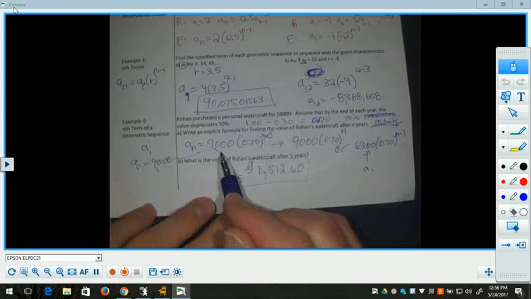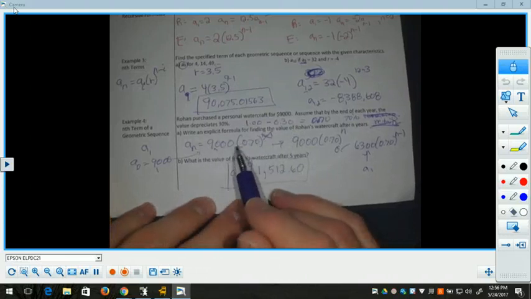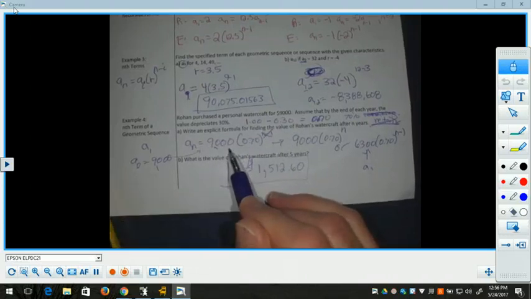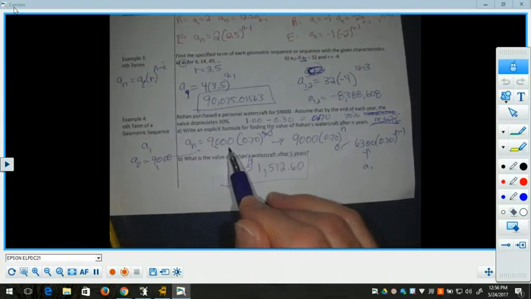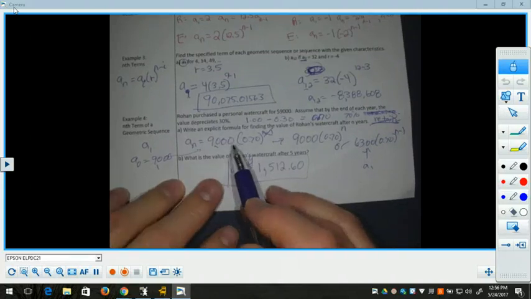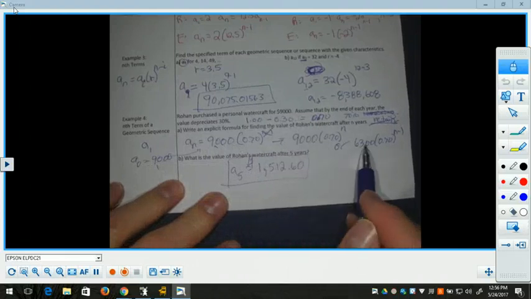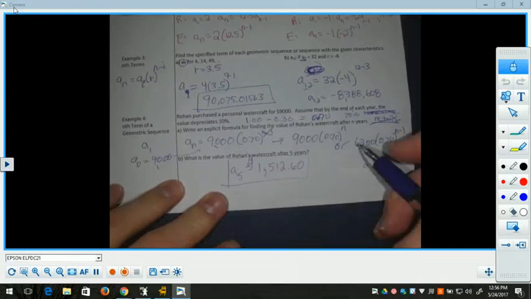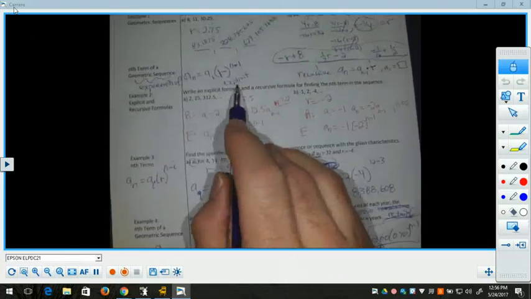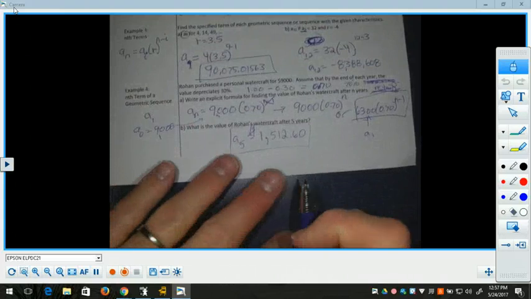You can either revise this like we did when we did our unit on exponential and logarithmic functions, or you can actually find A sub 1 by doing the recursive formula the first time, the 6,300, and then write your rule, and it'll follow the explicit rule for a geometric sequence. I'll leave that choice up to you.